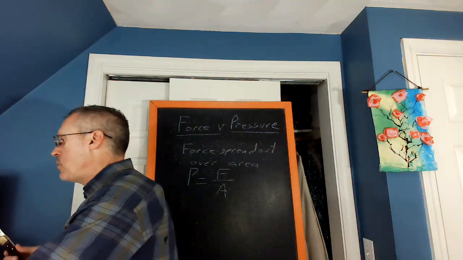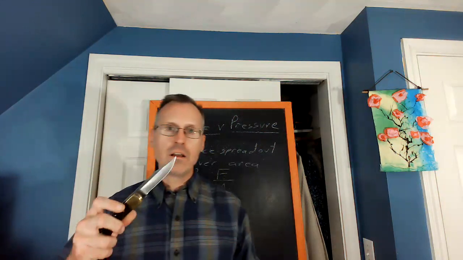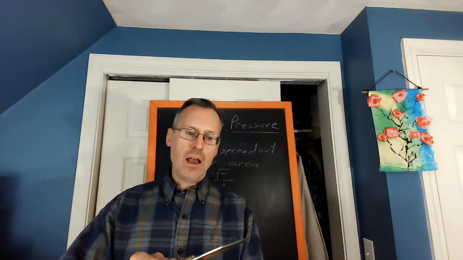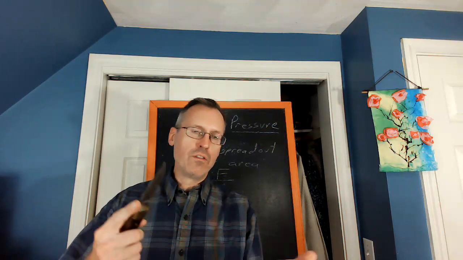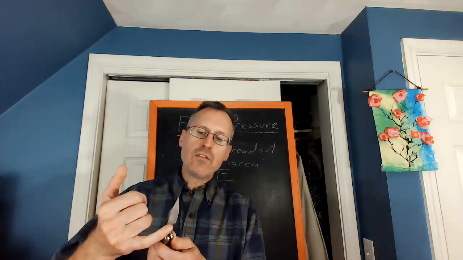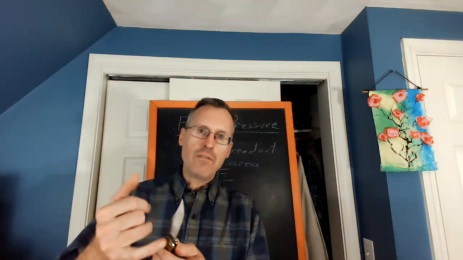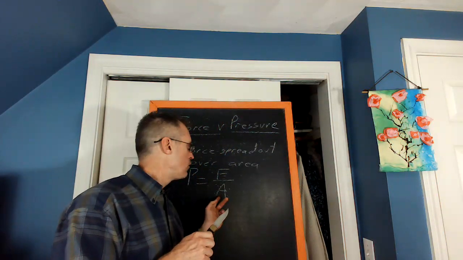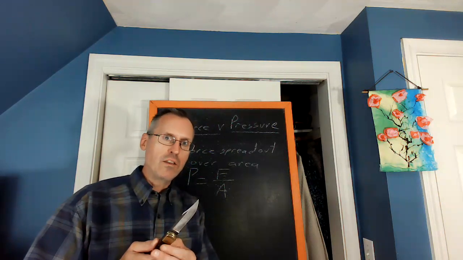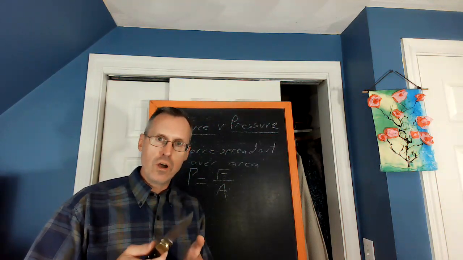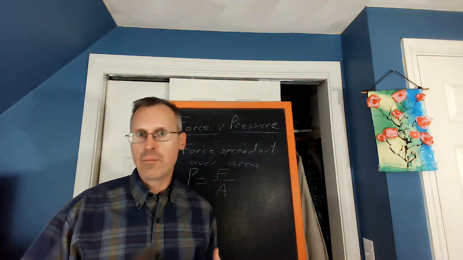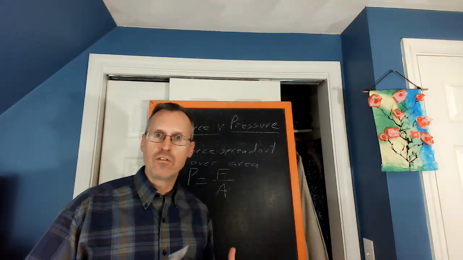Here's another example that I was thinking of. I got out one of my hunting knives. This is my Buck. And what does this have to do with force and pressure? Well, the edge of a knife is a very, very small surface area. So that's why when you want to do a job, you want to have a sharp knife or any sharp tool, sharp axe, whatever it is you're doing.